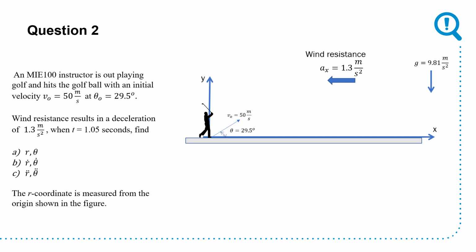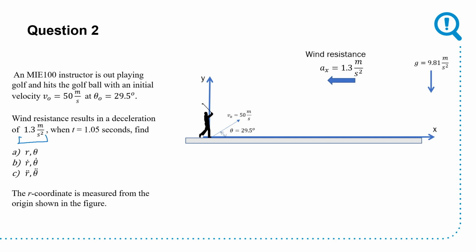So here is a typical projectile problem, in the sense that it's an MIE100 instructor out playing golf, hits the golf ball with an initial velocity of v naught equals 50 meters per second and theta naught of 29.5 degrees. The trick here is the introduction of a wind resistance, which is a deceleration in x, because most of the problems that you've done so far have told you there is no deceleration. And you're then asked to find at one time the r, theta, r dot, theta dot, and r double dot, theta double dot.